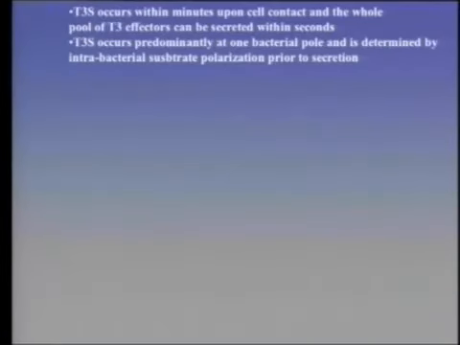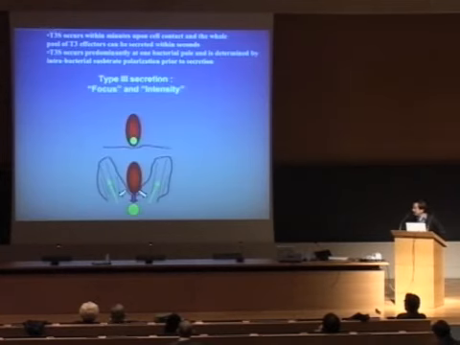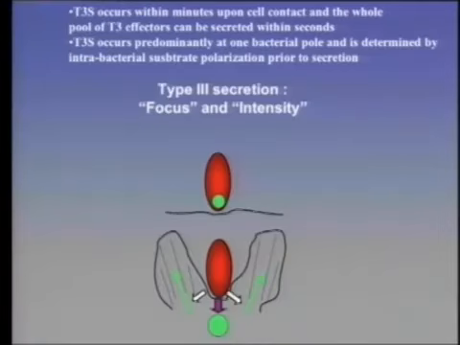And just to resume, we've shown that type 3 secretion occurs within minutes upon cell contact, and that the whole pool of the type 3 effectors can be secreted within seconds. That the type 3 secretion occurs predominantly at one bacterial pole, and this secretion is determined by intrabacterial substrate polarization prior to secretion. So in other words, that brings another dimension that we would not have if we didn't image the invasion process. For a long time, we've been studying interaction between effectors and targets.